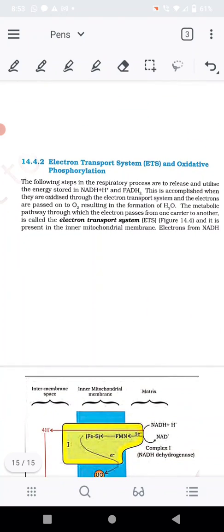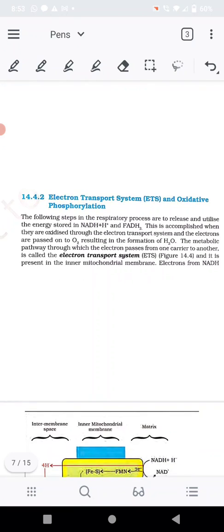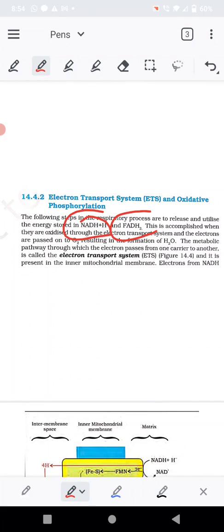Now after the citric acid cycle, the next thing is the electron transport system. Now these are the steps in the respiratory process, and they are used to release and utilize the energy which is stored in the NADH and FADH2. We already have the net gain of a few ATP molecules, like 2 molecules we have got directly from the glycolysis, and we have got 2 molecules of the ATP during the citric acid cycle. Rest of the molecules are in the form of the NADH and FADH2. Okay, and we need to utilize them, and we need to release the energy out of them.